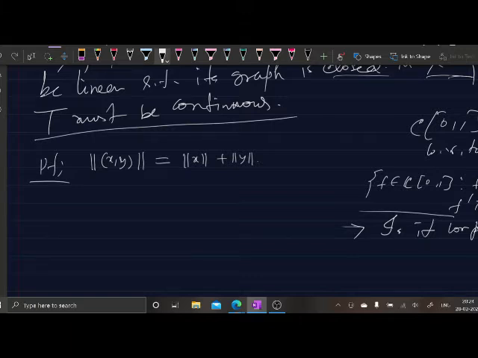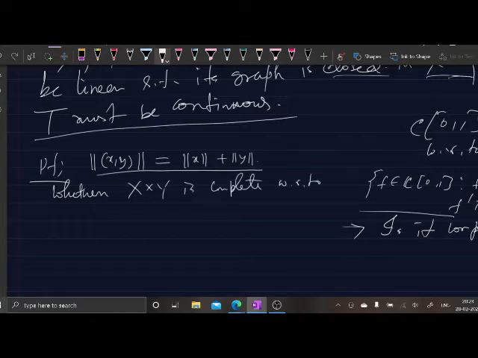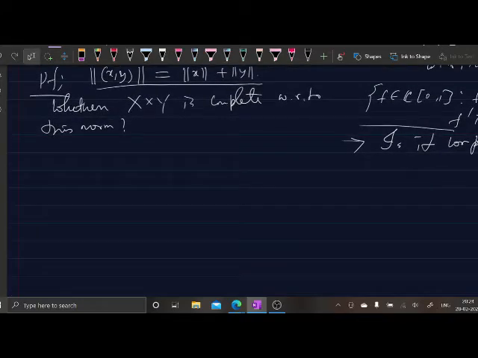Now X and Y are two Banach spaces, and we have defined the norm on X cross Y in this way. Now the question is whether X cross Y is complete with respect to this norm. So this we want to check here, whether X cross Y is complete with respect to this norm.